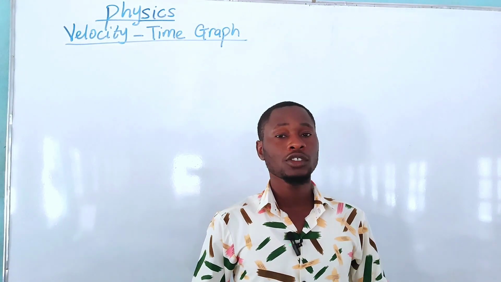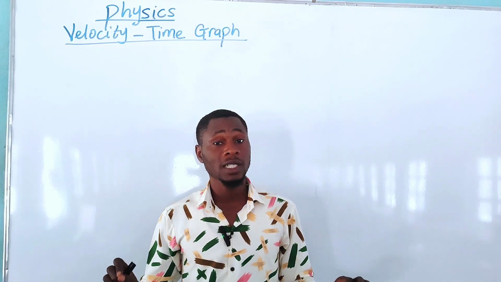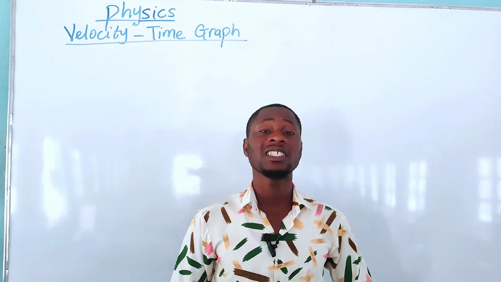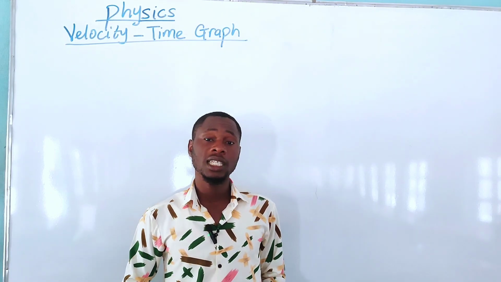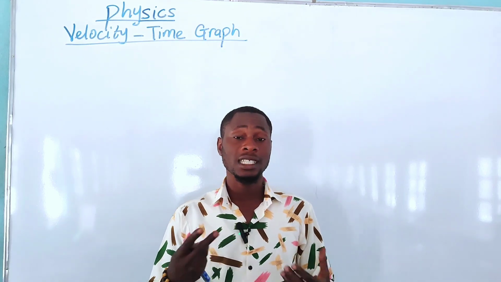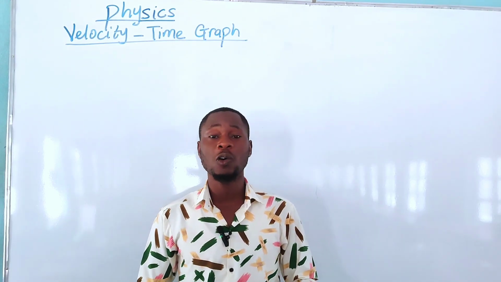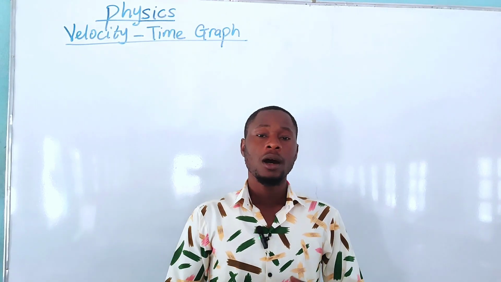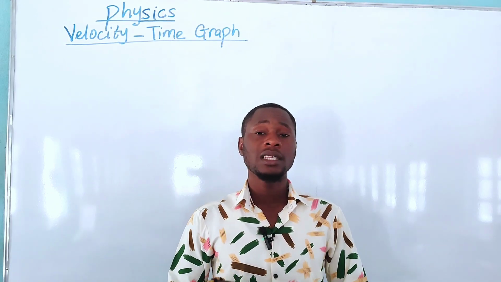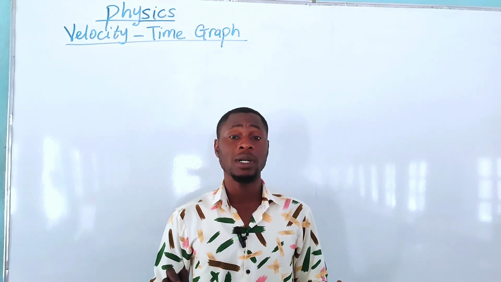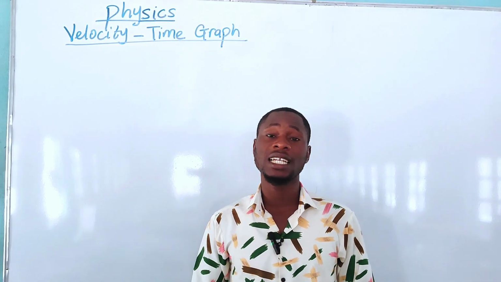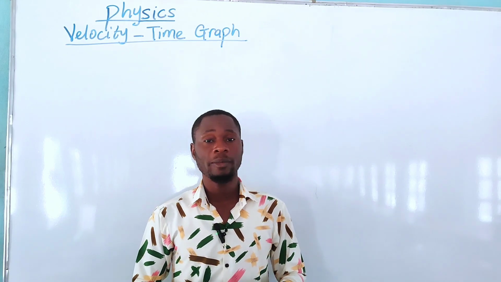Okay, so basically there are two uses of this graph. Firstly, it is used for finding the total distance covered by a moving body. And secondly, we can also use the graph to deduce or obtain the acceleration or retardation of the moving body. Before we dive into the different examples under this velocity time graph, there are basically four graph formats we need to know before we can perfectly understand the velocity time graph.